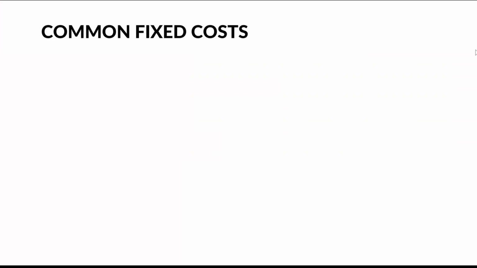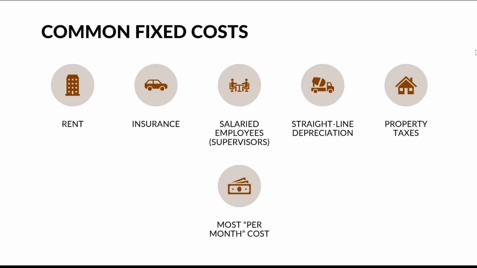Next, let's look at some common fixed costs. Fixed costs you might see could be rent, insurance, salaries for employees that are paid the same every month, straight line depreciation, property tax, and again, most per month costs are going to be fixed costs.